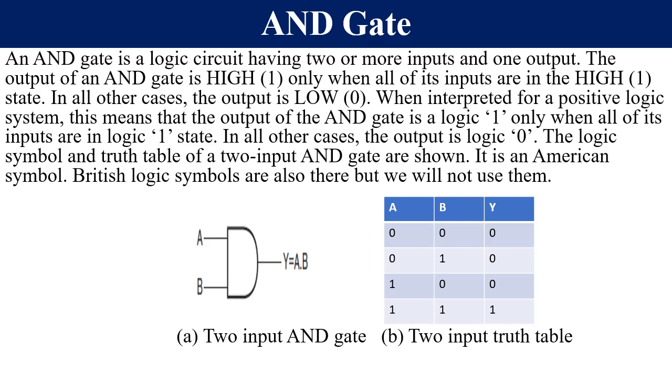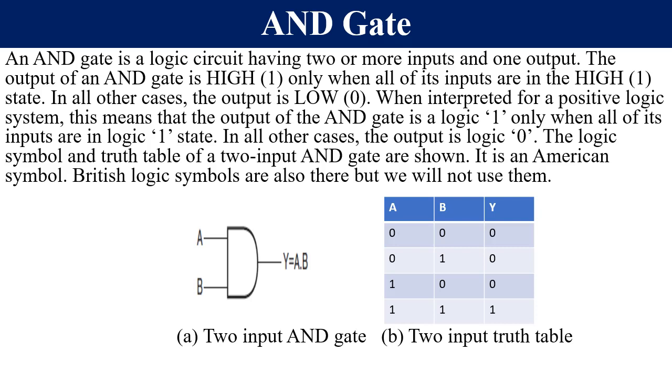If A is on, or if A is 1 and B is off, or B is 0, the output bulb Y will not light. The last combination of inputs, if A is on and B is on, which is the same as saying if A is 1 and B is 1, or if A is true and B is true, the bulb will light, or the output Y will be 1.